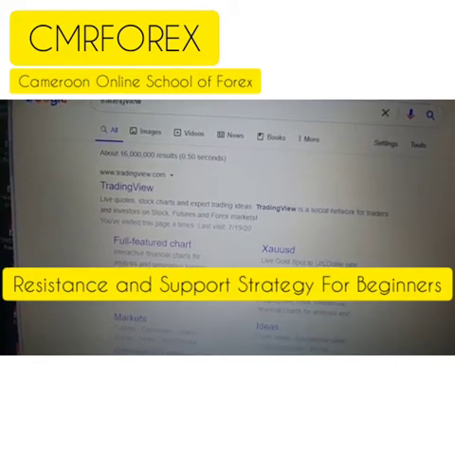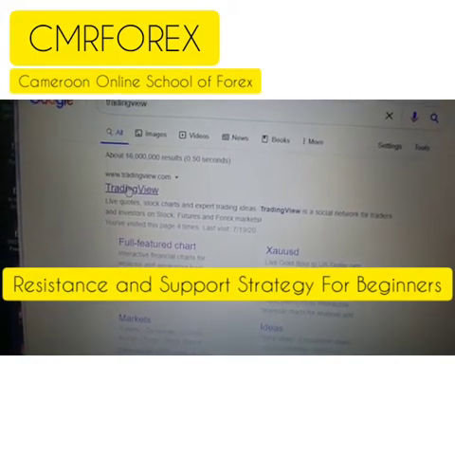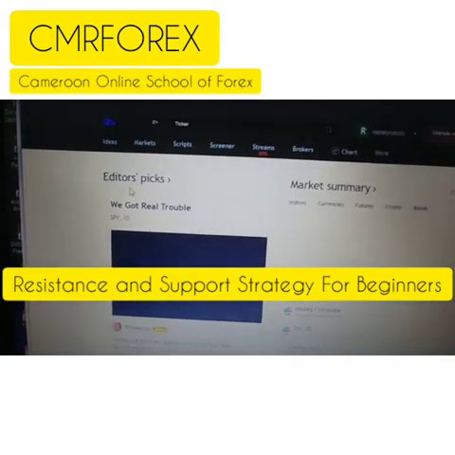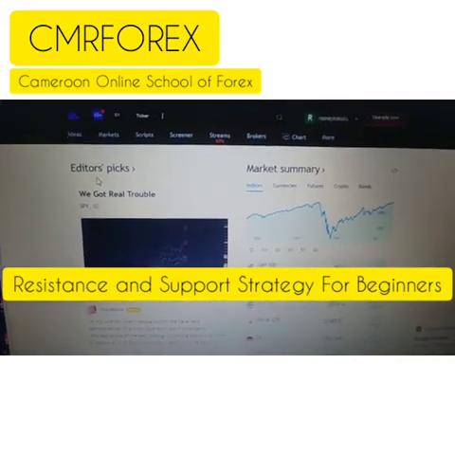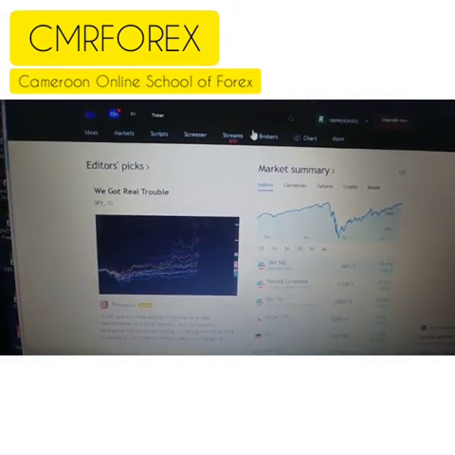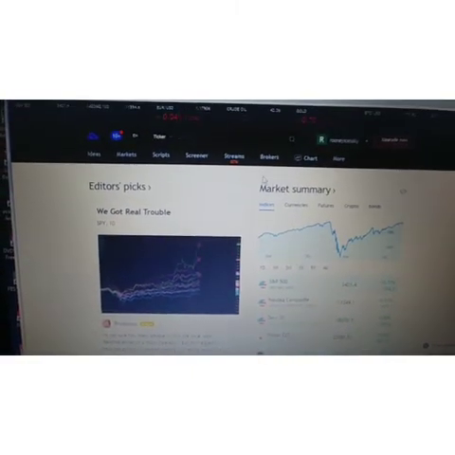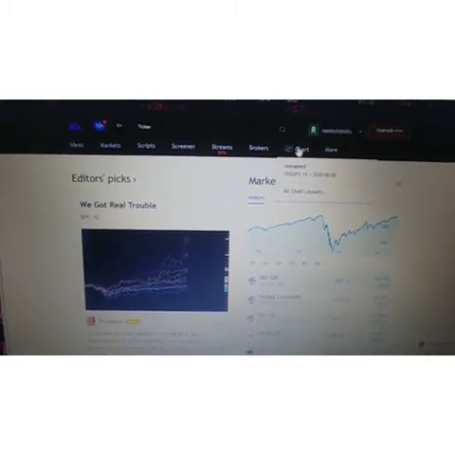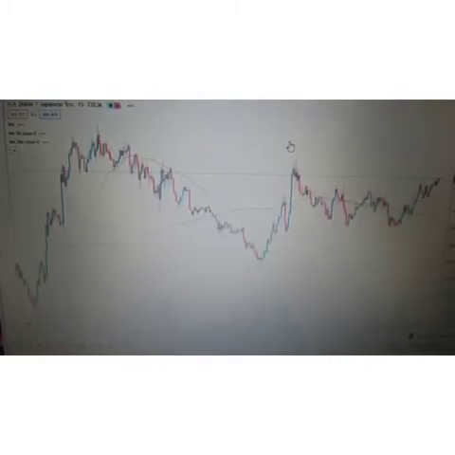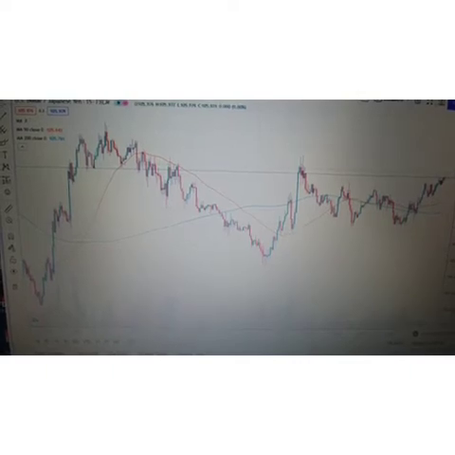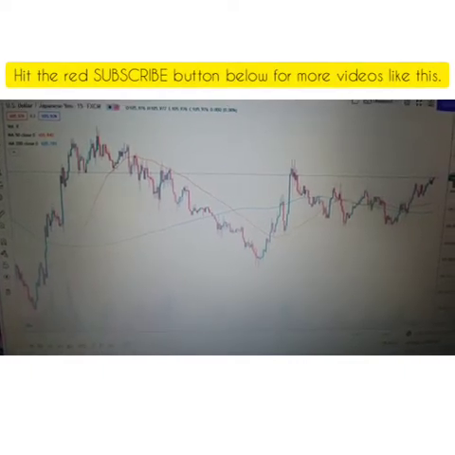Look at the website tradingview.com. When I come here, I click. As it's loading, I don't quickly go anywhere. I move to chart. I click chart. This is very easy. So when I click chart now, I can move here and choose any currency.